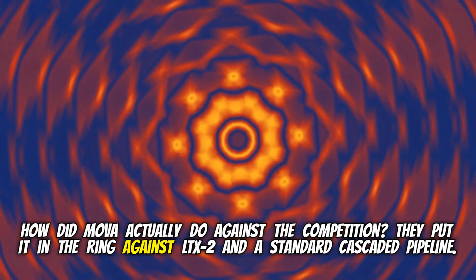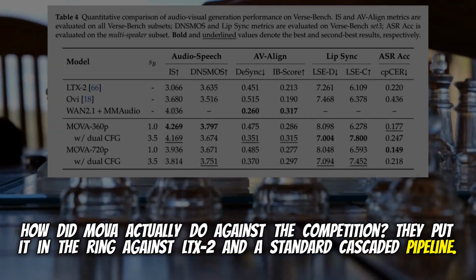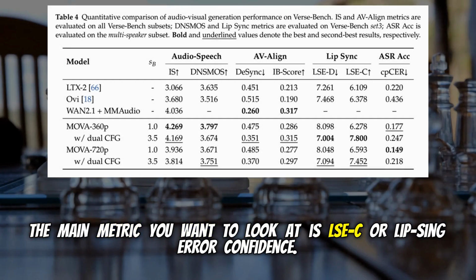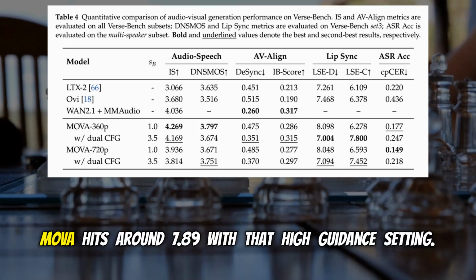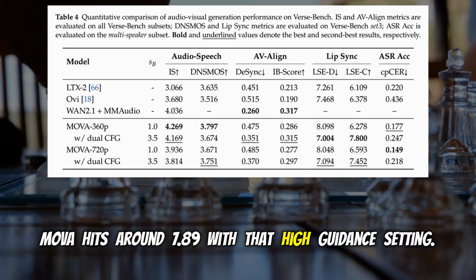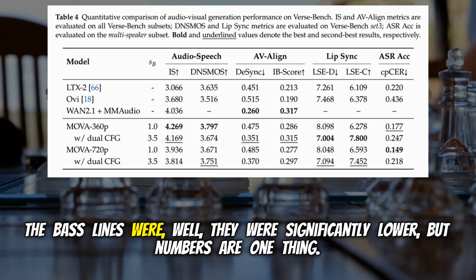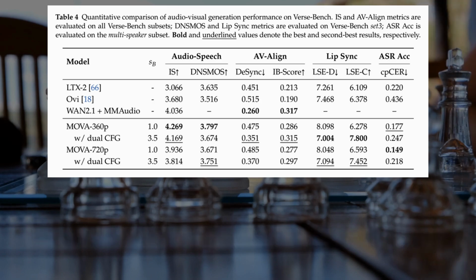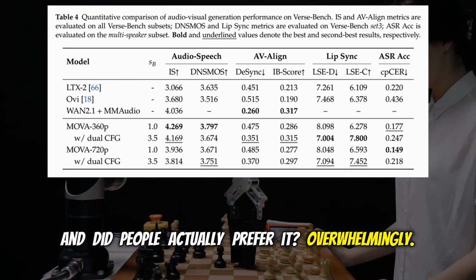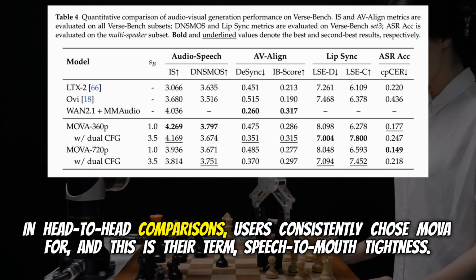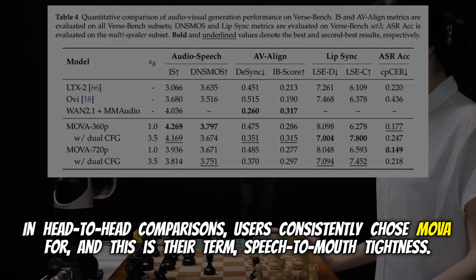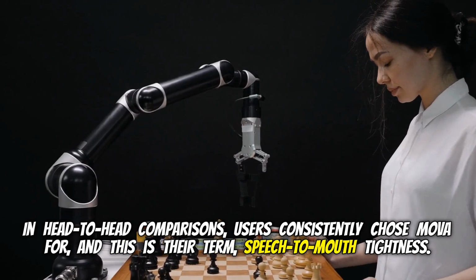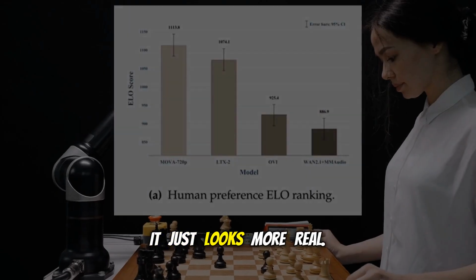They put it in the ring against LTX2 and a standard cascaded pipeline. The main metric you want to look at is LSEC, or lip sync error confidence. Higher is better. And the verdict? MOVA hits around 7.89 with that high guidance setting. The baselines were, well, they were significantly lower. Yeah. But numbers are one thing. The real test is always the arena, the human evaluations. And did people actually prefer it? Overwhelmingly. In head-to-head comparisons, users consistently chose MOVA for, and this is their term, speech-to-mouth tightness. It just looks more real.